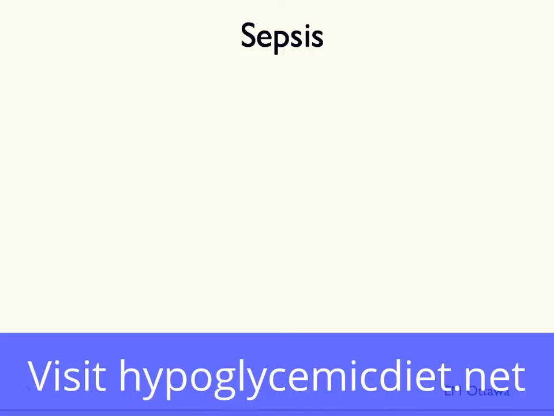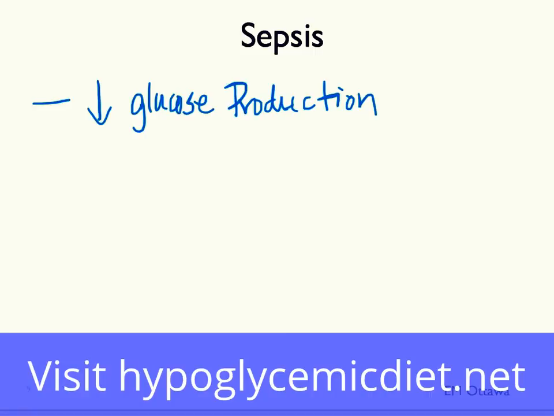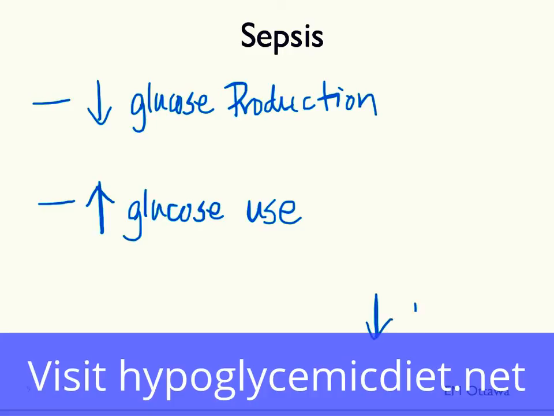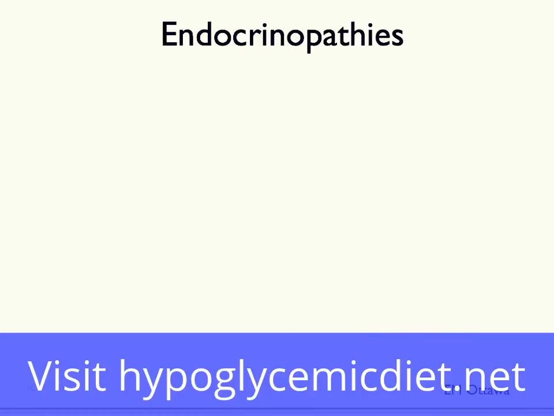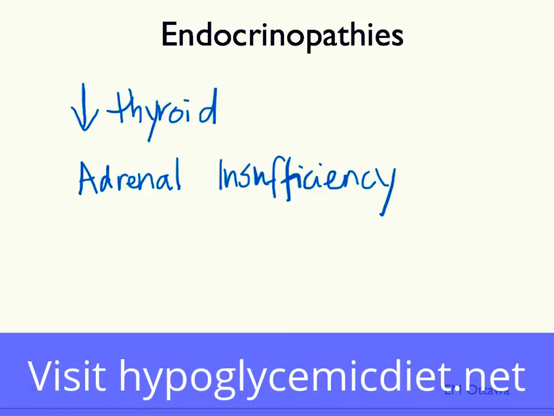First, sepsis. Sepsis causes hypoglycemia by two main mechanisms. It first inhibits gluconeogenesis. It also increases utilization of glucose in the periphery. You don't make enough, and you use up what's already made, and therefore, as a result, your blood sugar drops. Next, endocrinopathies. They include hypothyroidism, adrenal insufficiency, and a really rare cause such as insulinoma. So your body is basically producing way more insulin than you need.